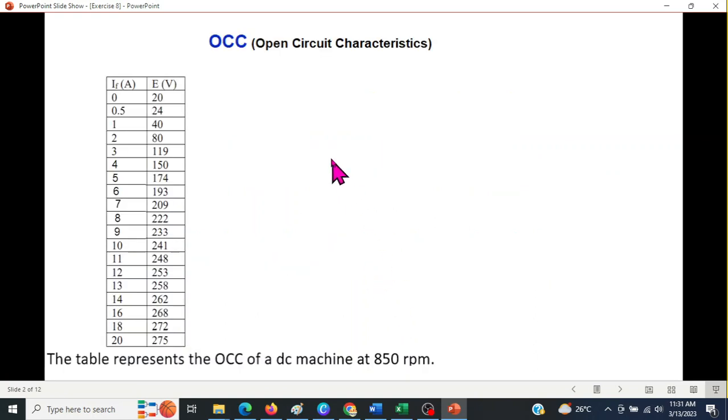First of all, there are some characteristics. One is called the open circuit characteristic. That means when there is no load connected, what is the characteristic of the generator? It is basically plotted between the IF, that is the field current, and the E, or the generated voltage. And these are some of the values.